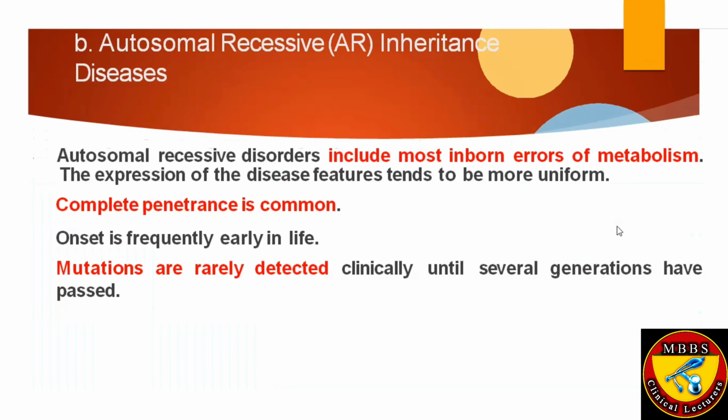So, autosomal recessive inheritance disease. When we talk about autosomal recessive inheritance disease, usually it includes the most important area of metabolism. Either it has a complete penetrance, which is more common, and onset is usually frequent in early life. Mutations are rarely detected clinically until several generations have passed.